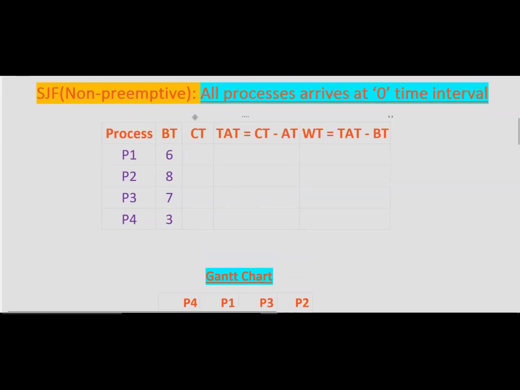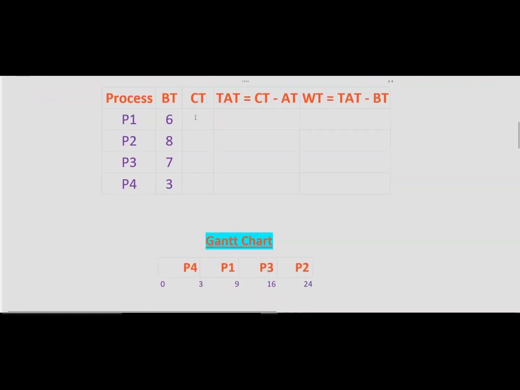Okay, the very first thing is P1. So we will see in the Gantt chart when P1 is releasing the CPU. Yes, at 9. So P1 releases the CPU at time interval 9. We will follow the same for P2. So P2 releases the CPU at 24. Okay, then comes P3. Now P3 releases the CPU at 16.